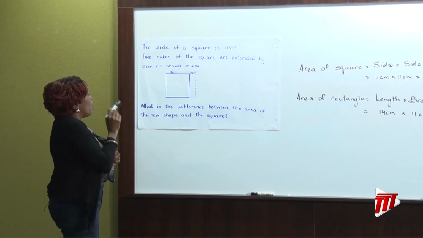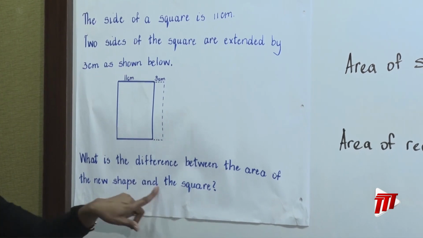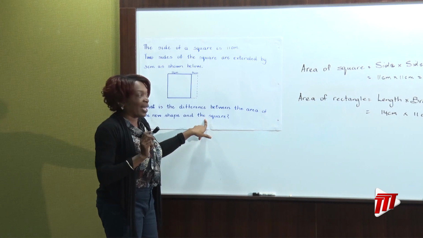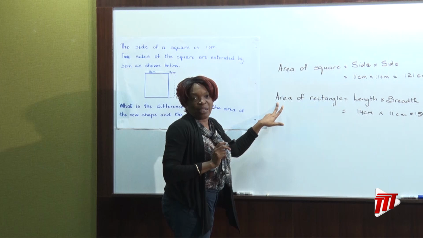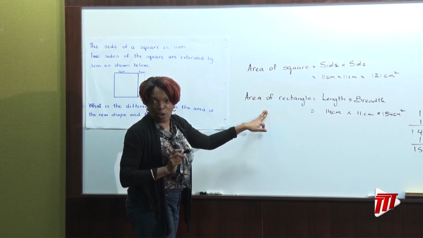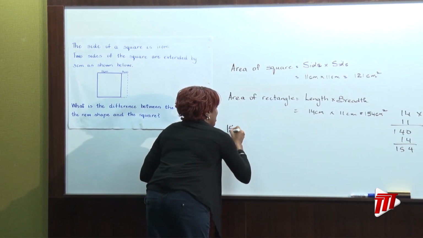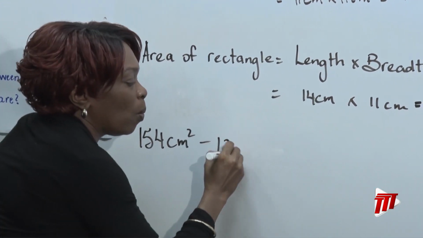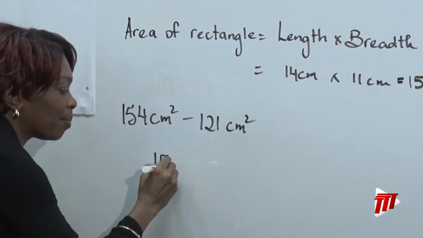Is that the end of the problem? Let's look and see. What is the difference between the area of the new shape and the square? So now what do we have to do? We must take away. Which one has the greater area? The rectangle has the greater area. So we will take the area of the square from the area of the rectangle. So we'll say 154 centimeters squared, and from that we're going to take away 121 centimeters squared. Let's do that right here.